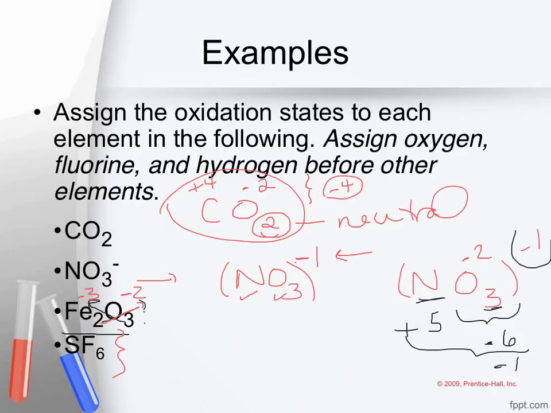I would start with fluorine. 100% of the time, fluorine has an oxidation number of -1. So if we assign fluorine -1, keep in mind there are 6 of them, which means the total oxidation number of fluorines combined is -6, which means the oxidation number of sulfur has to be +6. So hopefully you followed some of that.